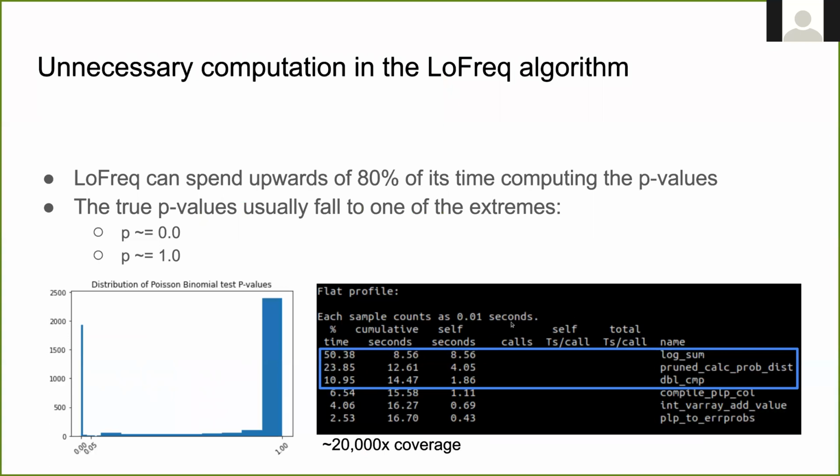So we jumped into some benchmarking of LowFreq, and we noticed right away that most of the time was spent calculating this Poisson binomial distribution. In fact, in a sample with 20,000 coverage on average, it was spending around 80% of the time computing this exact p-value for the Poisson binomial distribution. Even more interestingly, these p-values usually fall to either of the extremes, either nearly 1 or nearly 0. In some cases 10 to the negative 7th or smaller, but essentially never near the significance threshold of 0.05.